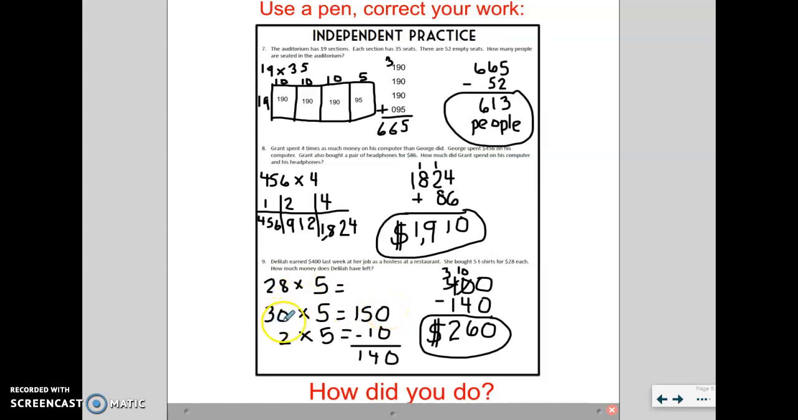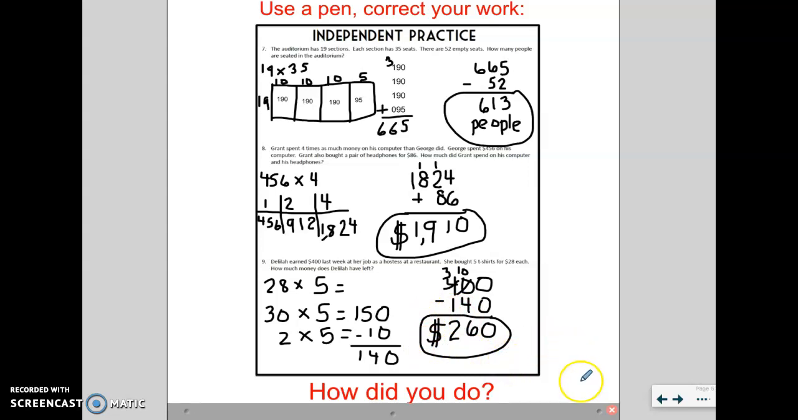But I know that I added 2 extra groups on to get from 28 to 30, so I had to take 2 groups away. So 2 times 5 equals 10, and if I took that away from 150, I would have $140. Now I know that she earned $400, so I have to subtract 400 minus 140. And so how much does she have left after her t-shirt shopping spree? She has $260 left. So how did you do?